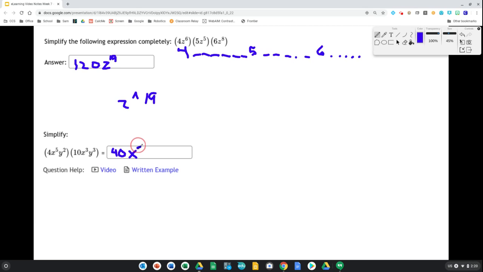If we were to write these down, that's how many x's we would write down. How many y's would we write down altogether? Well, we would write down 2 from the first group, 3 from the second group, so that's a total of 5. And so it would be y to the 5th. And so our answer is just 40x to the 8th, y to the 5th.